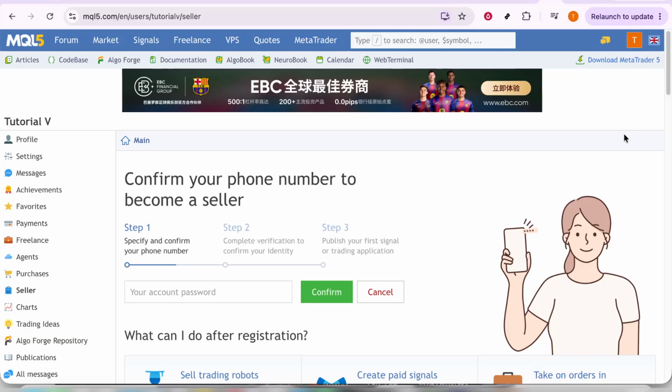With a solid trading history in hand, it's time to navigate to the signals section on the MQL5 website. This area of the site is dedicated to helping you manage and publish your trading signals. Once there, you'll find an option to register on the right side of the page. Click on this link to begin the registration process for your signal.